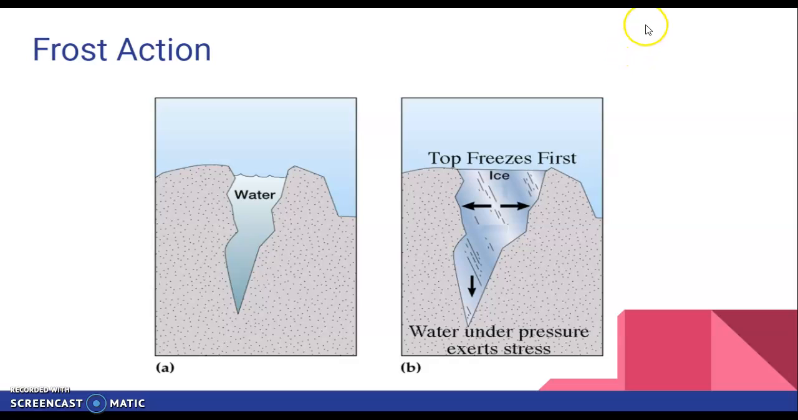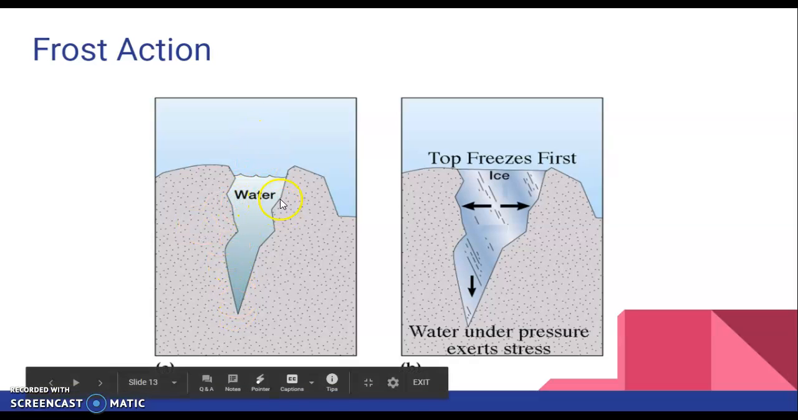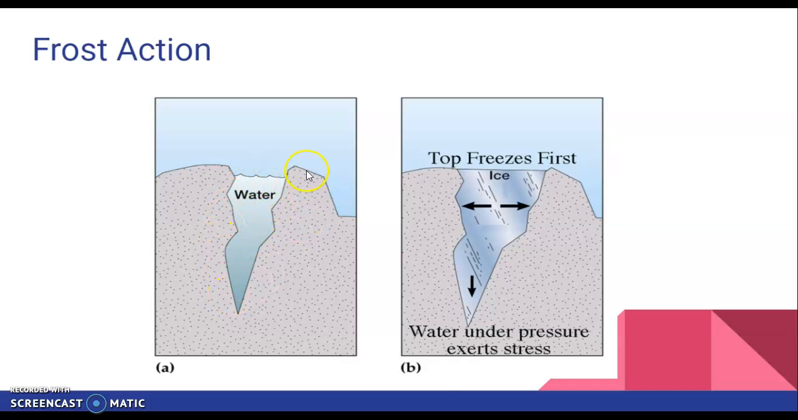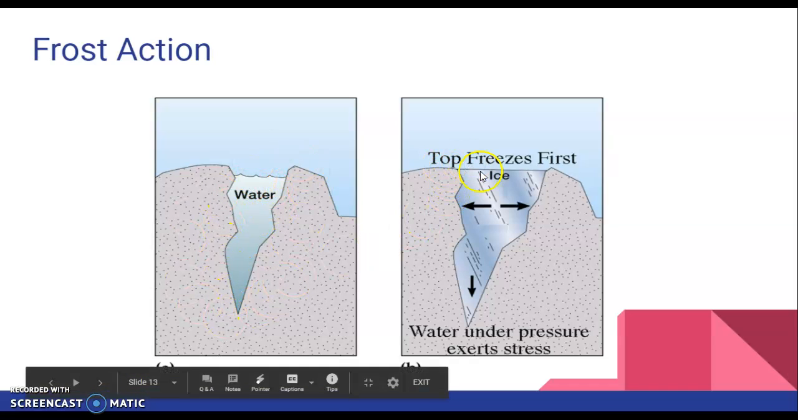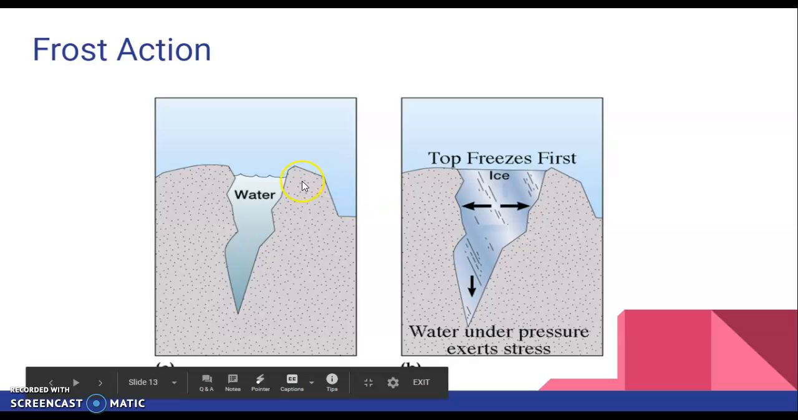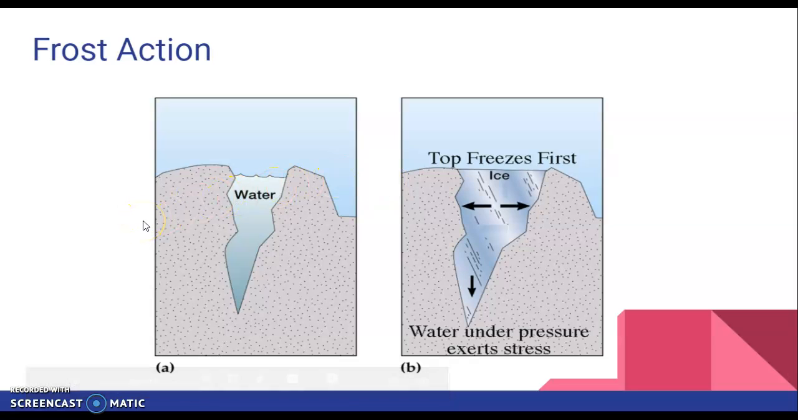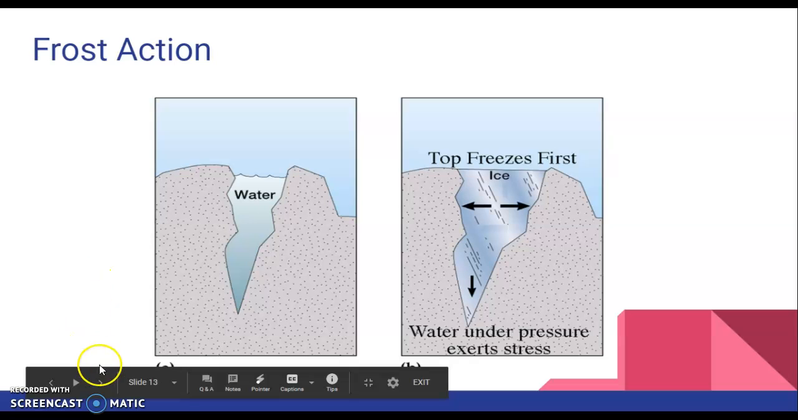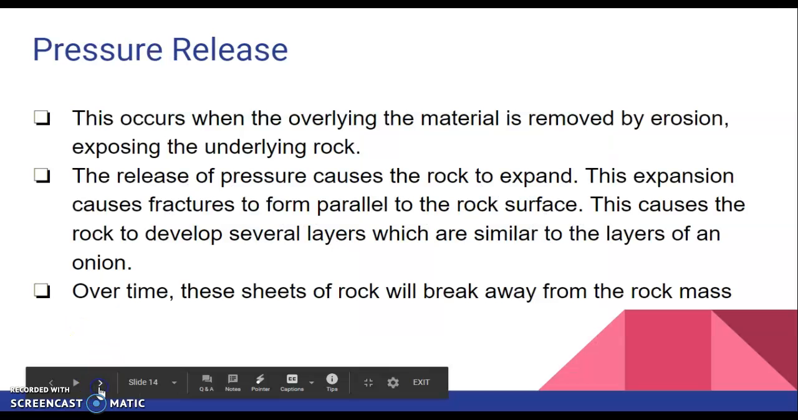Now, this diagram here depicts the freeze-thaw or frost action process. So water is collected in the joint. I want you to take note of the size or the width of this joint here in this rock. The water freezes. The top part freezes first, then the bottom. The water freezes, so therefore we have an expansion because pressure is now exerted on this joint. Repeatedly, this process will eventually cause rocks to physically break down into smaller pieces.